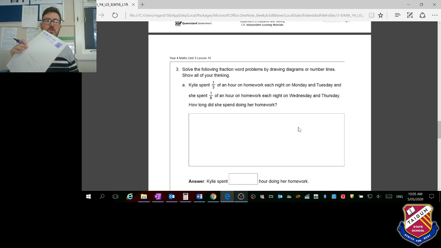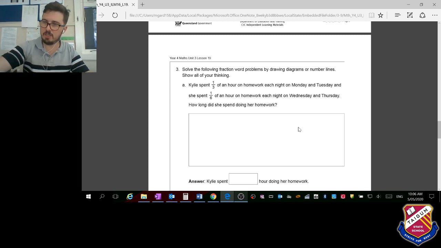I said before that box represents 1 hour. So I'm going to put a little equal sign in there to show that all of those added together gives me that. And I'm going to write Kylie spent 1 hour on her homework. And there you go. That's one way I can do it.